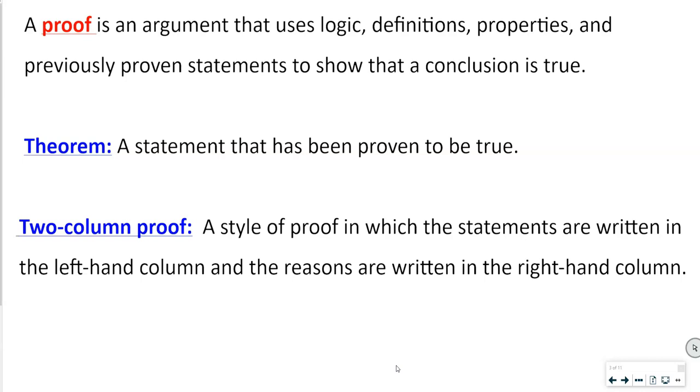The next thing in your notes is a theorem. A theorem is a statement that has been proven to be true. So this is something we already know is true. It has been proven at a previous time, okay? A two-column proof is a style of proof in which statements are written in the left-hand column and the reasons are written in the right-hand column, okay?